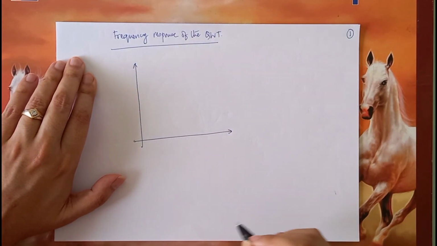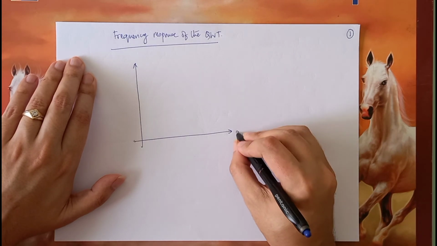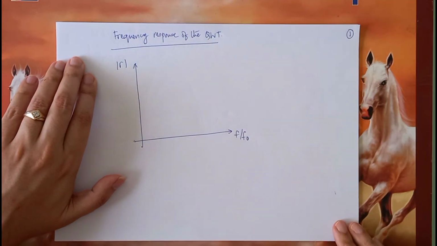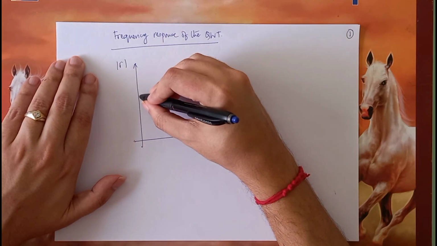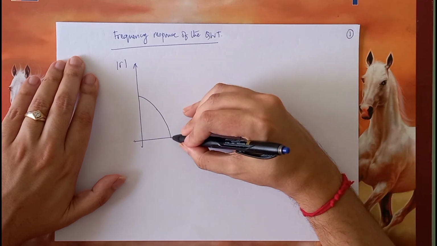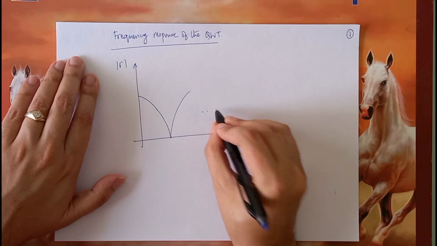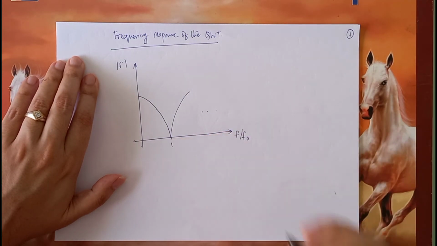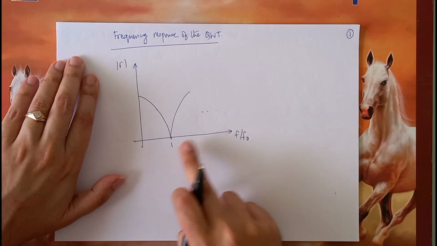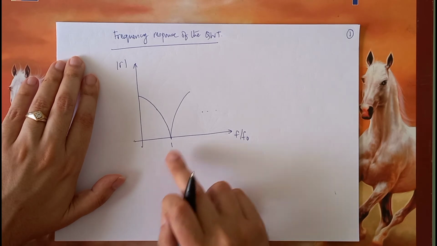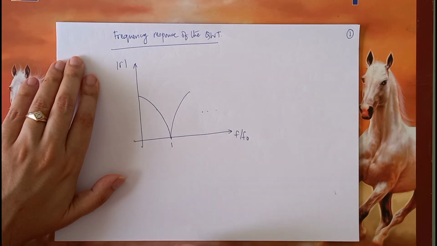So what we did, we took the x-axis as f by f0, or the normalized frequency, and the y-axis was the magnitude of the reflection coefficient gamma. So we saw that it looks something like this, and so on. So this was where f by f0 is 1. We saw that this behavior sort of repeats every odd multiple of f by f0. That is, if there is a minima at 1, there will be a minima at 3 also.